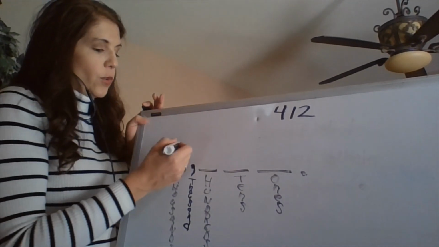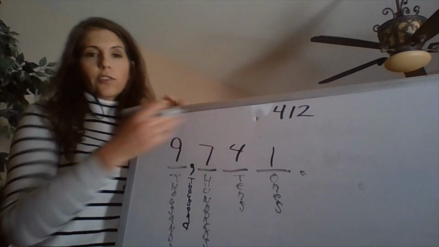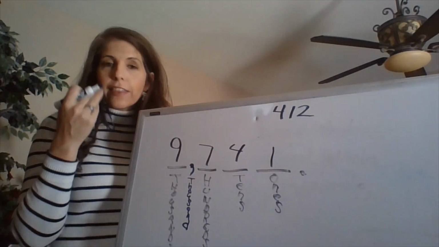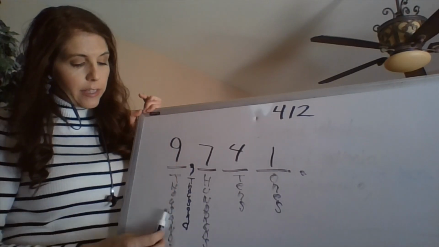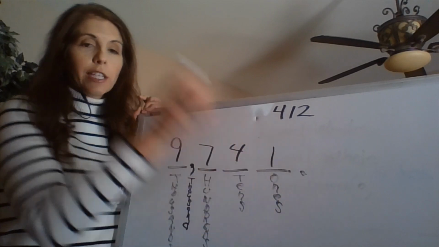So let's say that I chose 9, 7, 4, and 1. These are just random numerals. I could have chosen any that I wanted. Okay, so I've got a 9 sitting in the thousands place, a 7 sitting in the hundreds, a 4 sitting in the tens, and a 1 sitting in the ones.